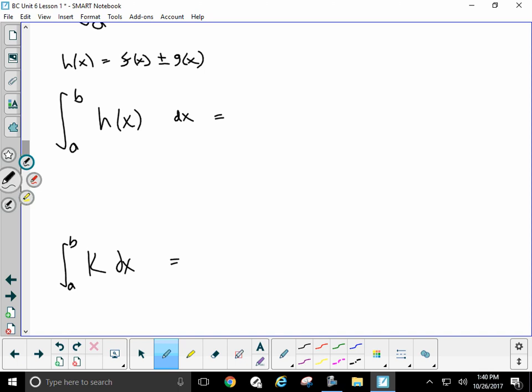If I have a function h and it's equivalent to two functions being added or subtracted together, we could just write two integrals and find the area under each individual one and add or subtract those together.